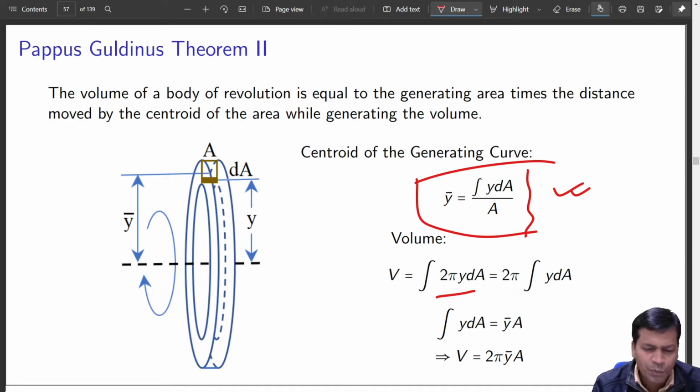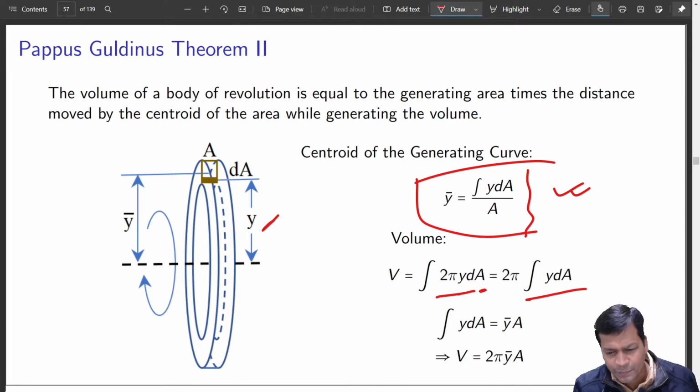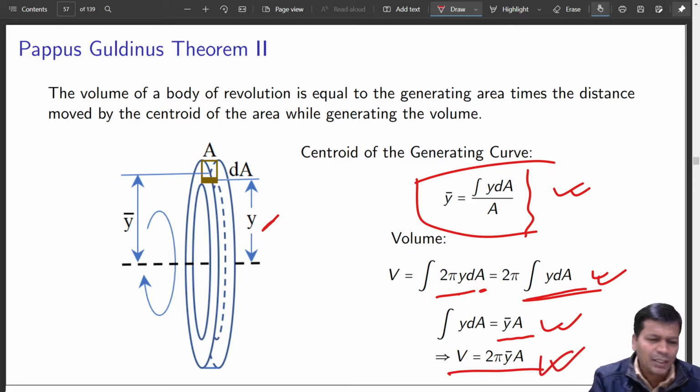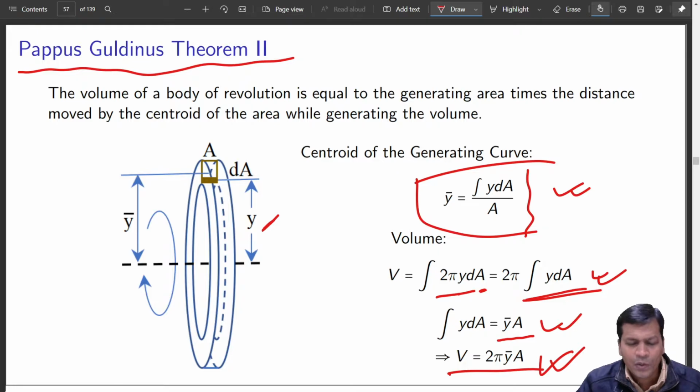dA is the small elemental strip which is at a distance y. So 2 pi is a constant that will come out, and y dA will be the moment of that area, which is equal to y bar times A. So substituting that, you can quickly get this volume. So this is just a theorem. Using this, many big volumes you can find quite easily.